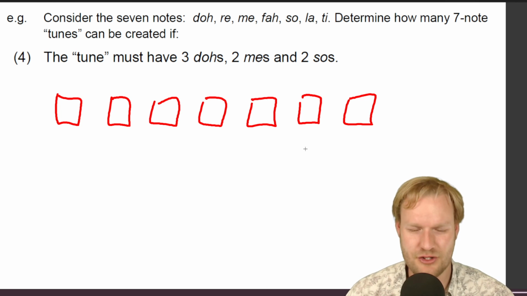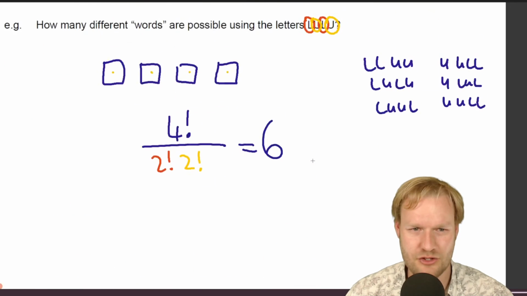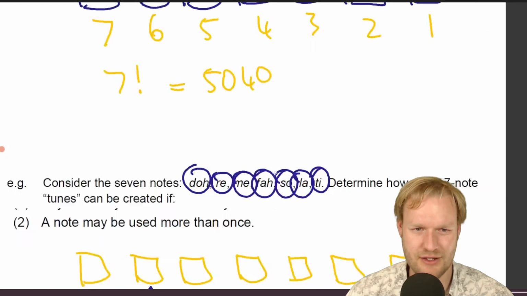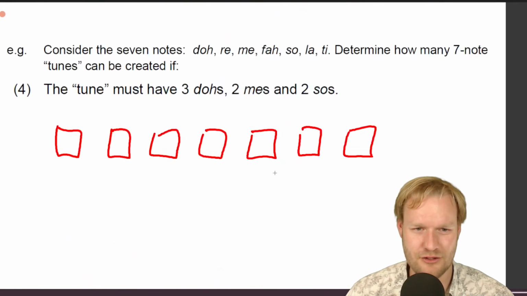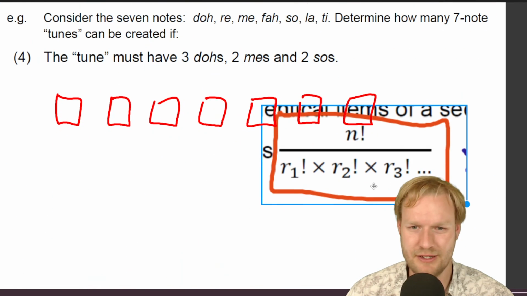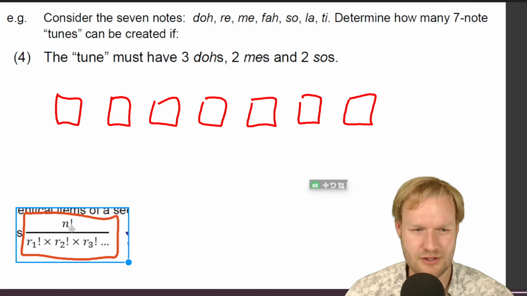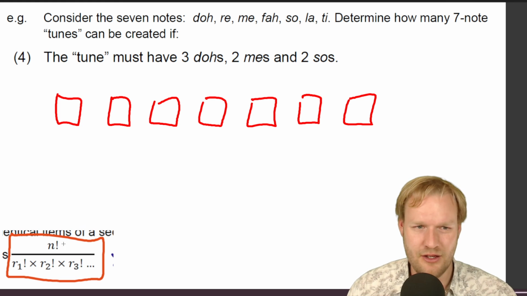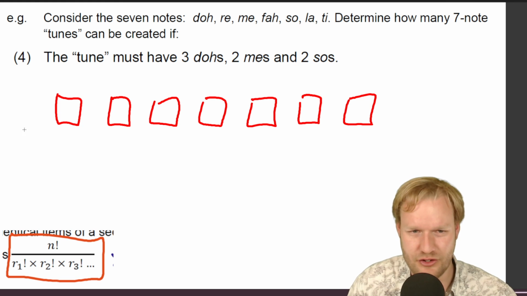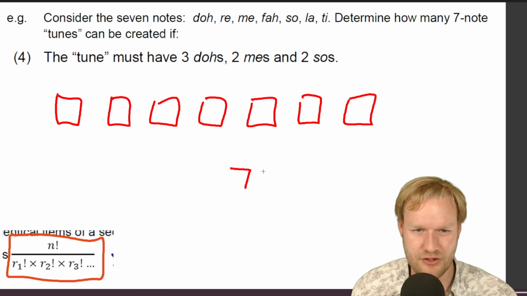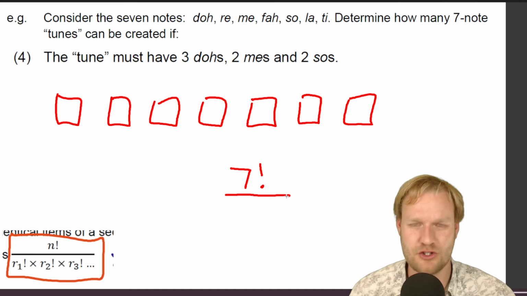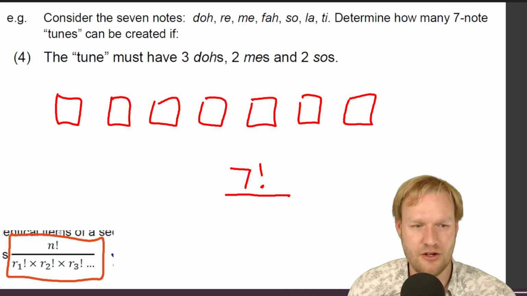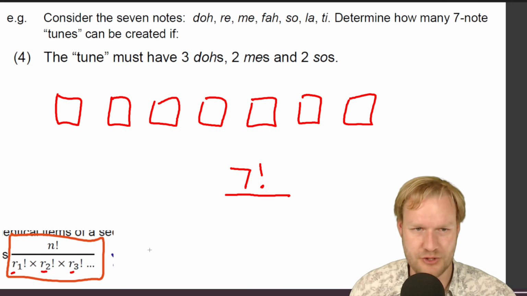So now we go back to that formula that we're learning about today. And our formula is this one over here. Now I feel like the formula looks more complicated than it is. But if we know how to use it, it doesn't seem too bad at all. So in our formula, we're filling in a certain number. So we're filling in 7 notes. So we're going to put 7 factorial in the numerator.